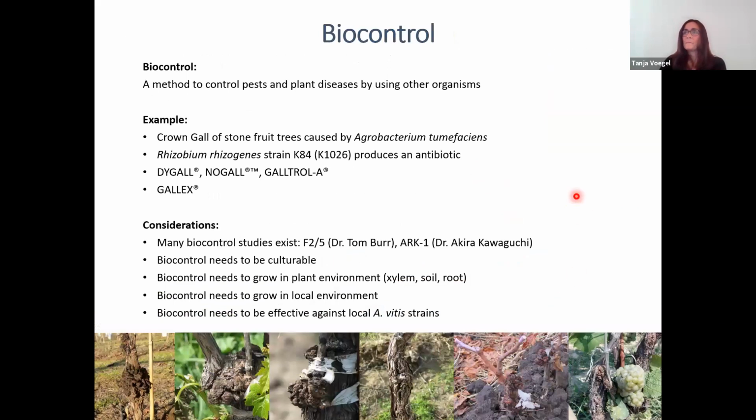So this is my last study here about biocontrols. In general, biocontrol is a method to control plant diseases by using other organisms. For example, crown gall of stone fruit trees can be controlled by biocontrols, and that's what I've spoken about before. This is the strain K84 that's contained in those products, but they don't work for crown gall of grapevines.